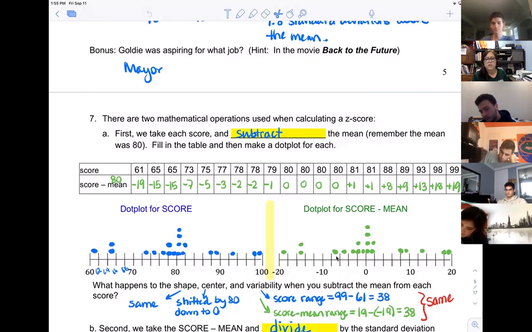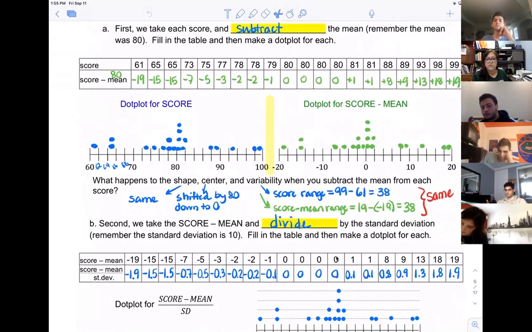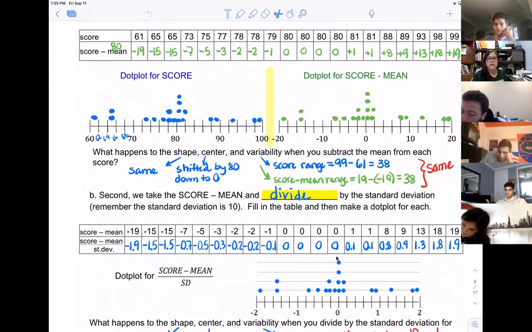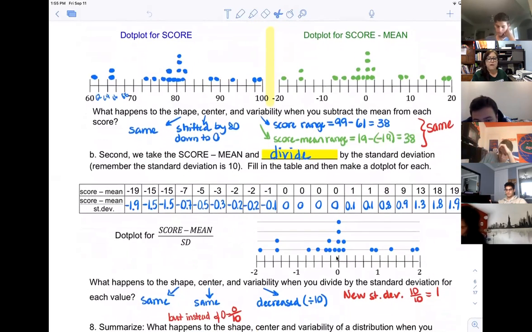The next operation that we do is division, when we divide by the standard deviation. And we created another table of differences divided by, this time, the standard deviation. And then we created another dot plot. And then we want to compare that to the original 2. And what we see is it looks pretty darn similar. However, the spread, the distance between those points, before we were going from 60 something to almost 100. And now we have from -2 to +2, basically. So the distance got super compressed.